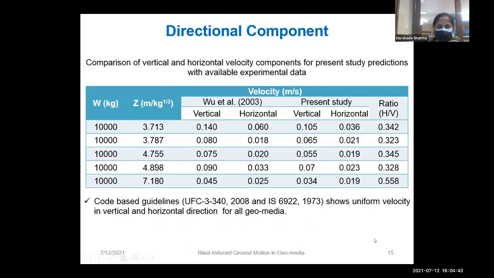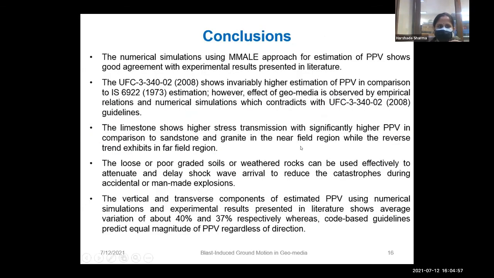These were some vertical and horizontal velocities compared with the published literature and with the experimental work which has been done in that paper. Finally, the conclusions: we consider that the UFC shows invariably higher estimation of PPV in comparison to the IS codes and the numerical results.